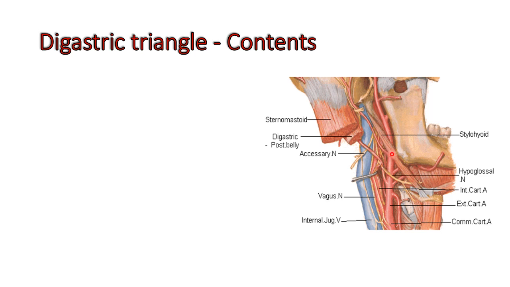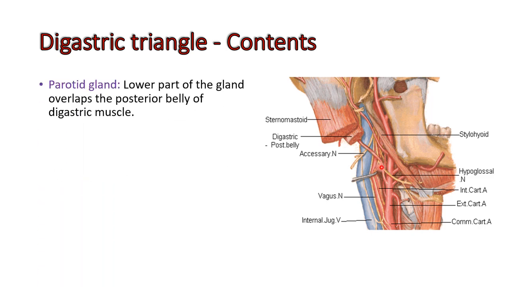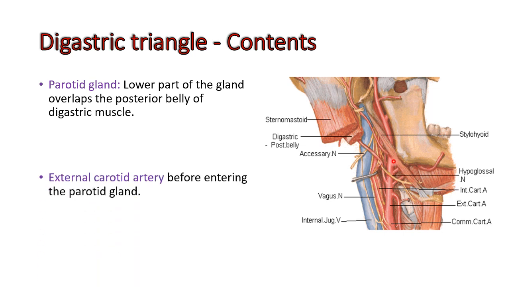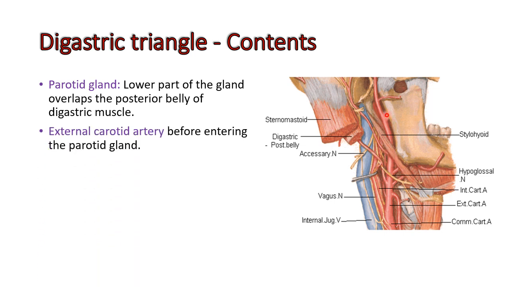See, the external carotid artery is actually medial to the internal carotid. But why is it called external carotid? Because it supplies the structures outside the skull, whereas internal carotid artery supplies the structures within the skull. But actually the external carotid is at a deeper plane. Okay, so you see the external carotid artery before entering the gland, at the apex of the gland before it enters.